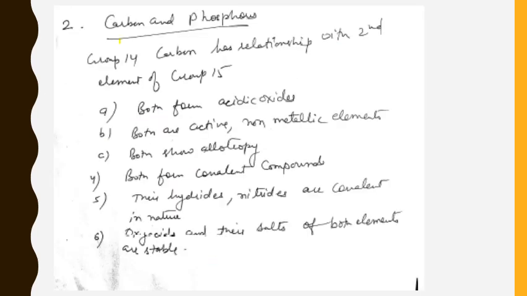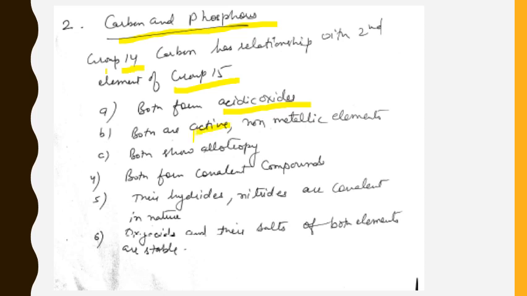Now the second diagonal relationship in the p block elements is carbon and phosphorus. Carbon is of group 14 and has a relationship with the second element of group 15. So let's see why they are diagonally related to one another. The first property: they both form acidic oxides. Their oxides are acidic in nature, so they have the same nature.